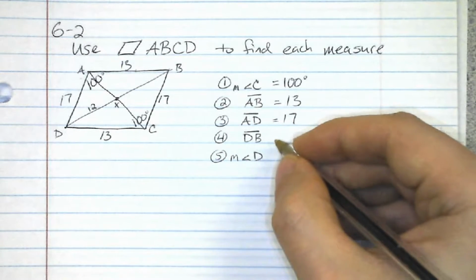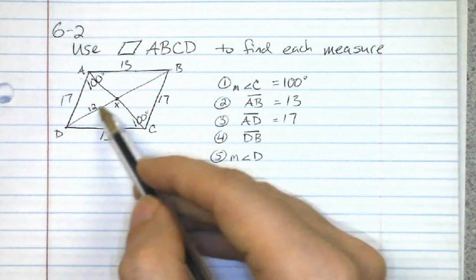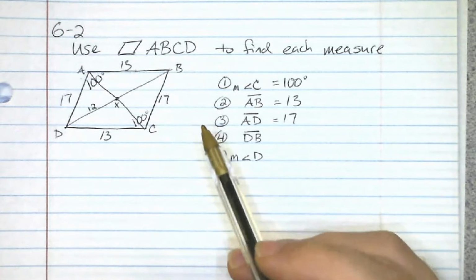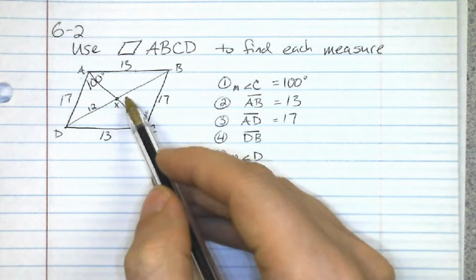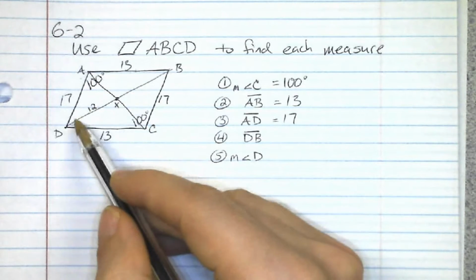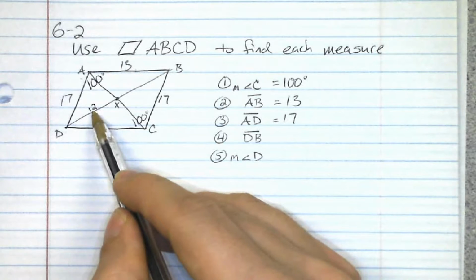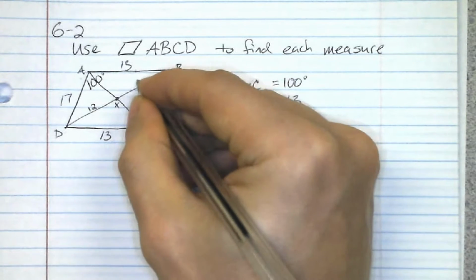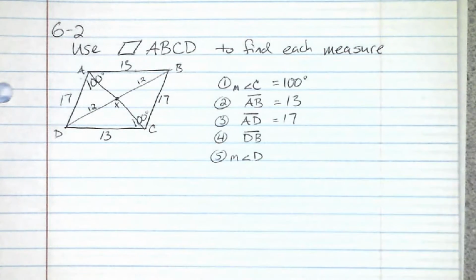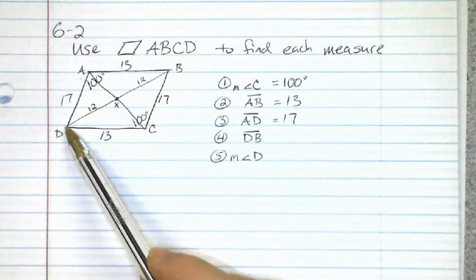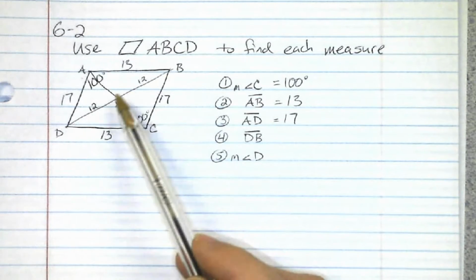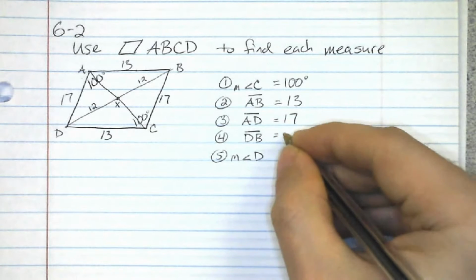Next, DB. Well, remember, the diagonals in a parallelogram bisect each other. So, basically, this diagonal bisected DB entirely. From D to X, I'm telling you that's 12. That means from X to B, that's also 12, but that's not what the question asks. The question wants DB. Well, DB is going to be 12 plus 12, which is 24.